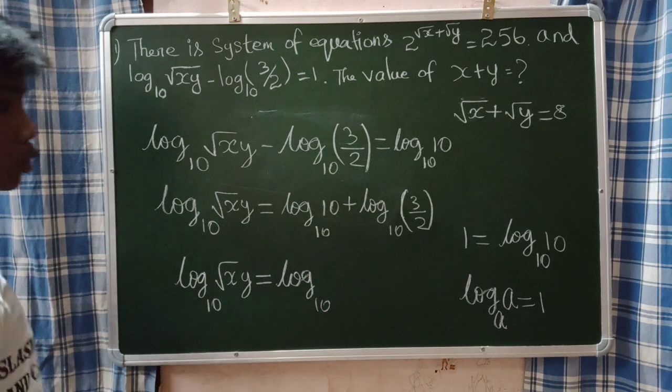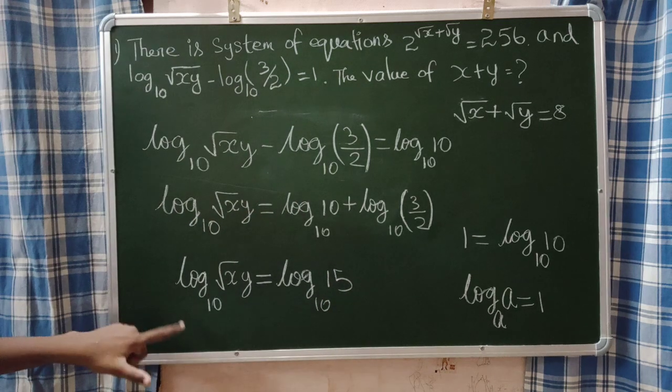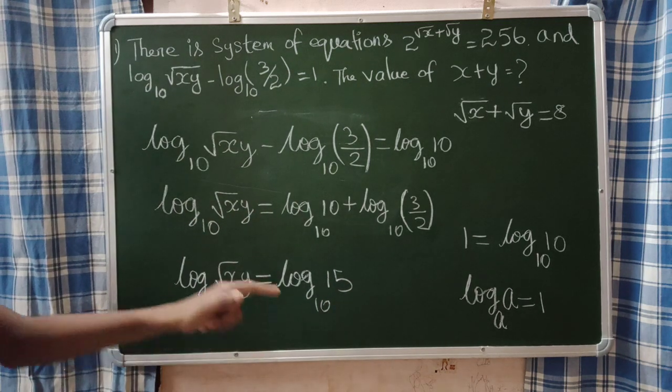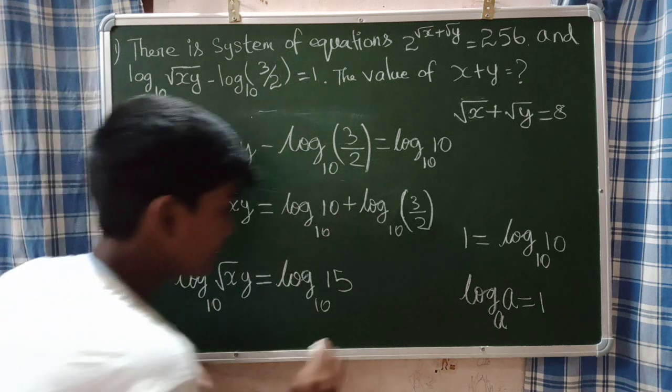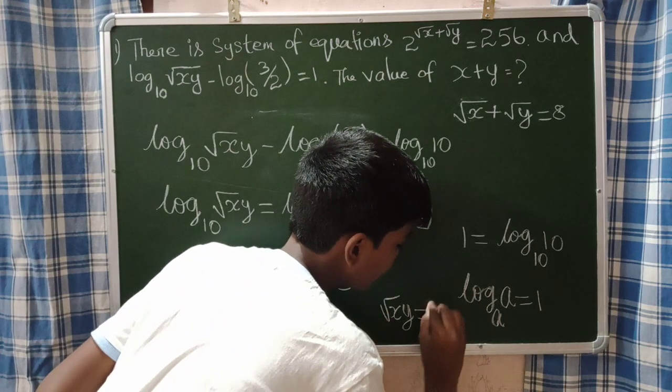So 10 into 3 by 2 is what, guys? That is 15. So log to the base 10 of root xy is equal to log to the base 10 of 15. So we can say that root xy is equal to 15.